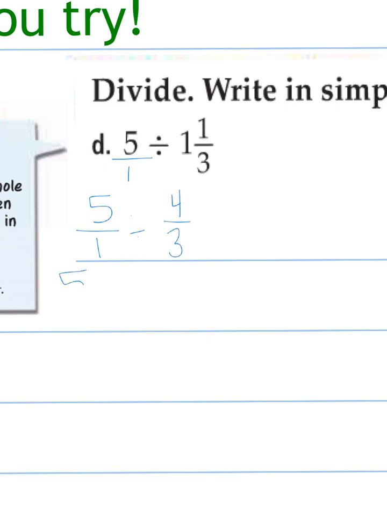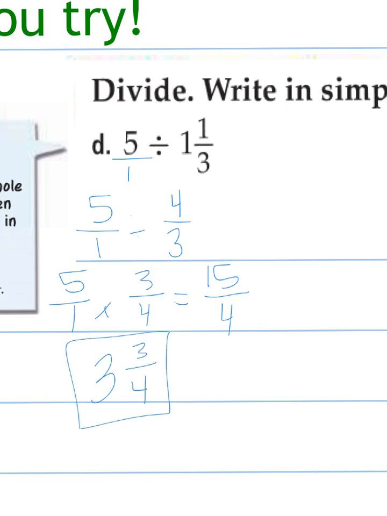Okay. Keep the first number the same, change to multiplication, flip the second number. Look, there's no shortcuts here, so now I multiply. 5 times 3 is 15. 1 times 4 is 4. 4 fits into 15 3 times, which is 3 times 4 is 12, so that gives me 3 left over out of 4. So my final answer is 3 3/4.